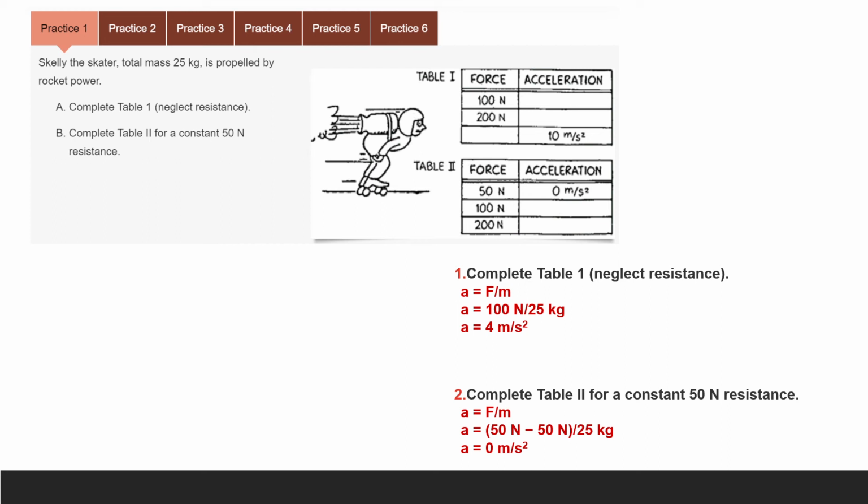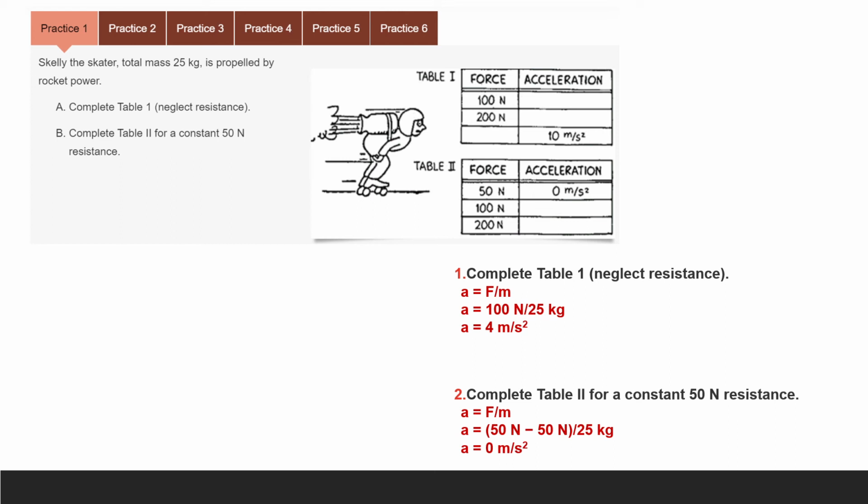Alright, and of course we will have to complete the second one, which will be for 200 newtons, but it will be pretty much the same. Instead of a force of 100 newtons, we are going to use a force of 200 newtons. So 200 newtons divided by 25 kilograms is going to give us a total acceleration of 8 meters per second squared.